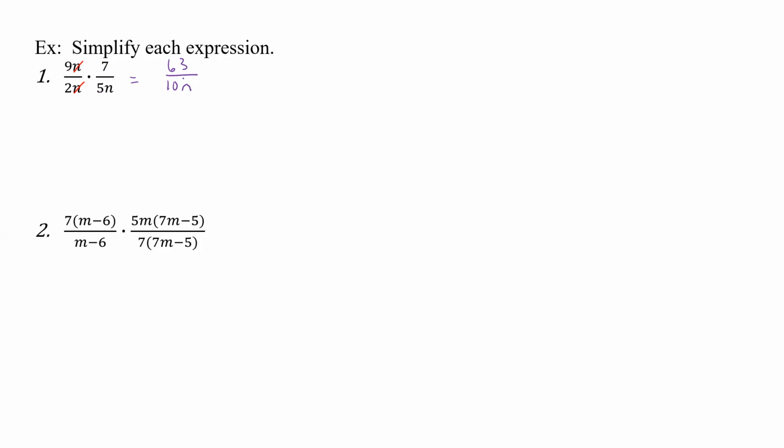I wouldn't keep the numbers not multiplied together. I'd go ahead and multiply those. I just wouldn't multiply things like m minus 6 times 7m minus 5. I would leave that out if it didn't cancel.